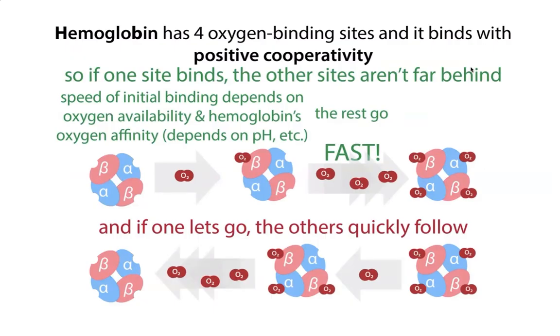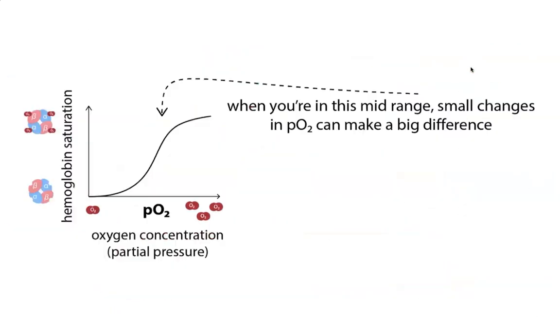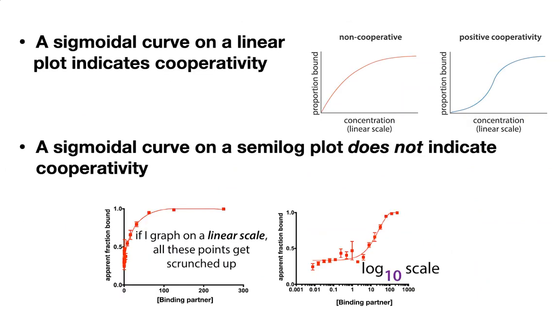Now, because we have those 4 oxygen binding sites, we have 4 opportunities to bind oxygen. And what happens is that the first opportunity is going to be a lot harder than all the subsequent ones, because hemoglobin demonstrates positive cooperativity. So once one oxygen binds to one site, it's going to make it easier for oxygen to bind to the other sites.